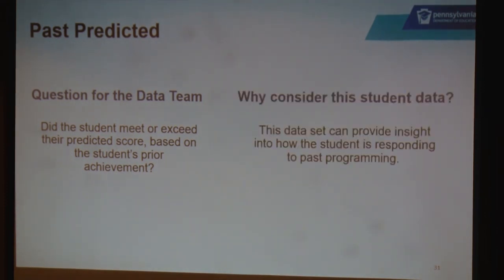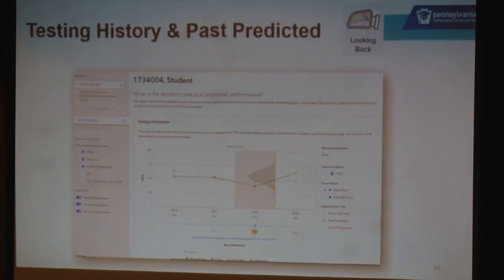Did that student meet or beat the expected score, or their predicted score? Because it does provide insight into whether that student was in a program that they responded to. Was that program effective for them and the outcome that we wanted? We want them to at least meet their predicted scores, because those predicted scores are based on their history.